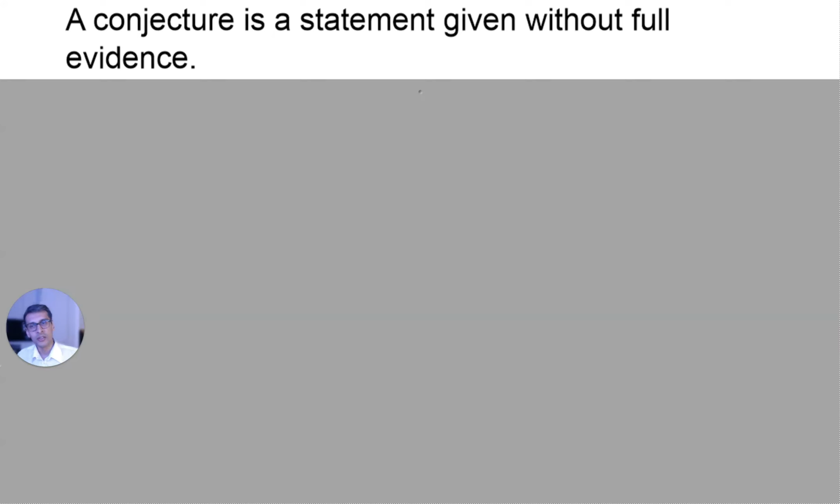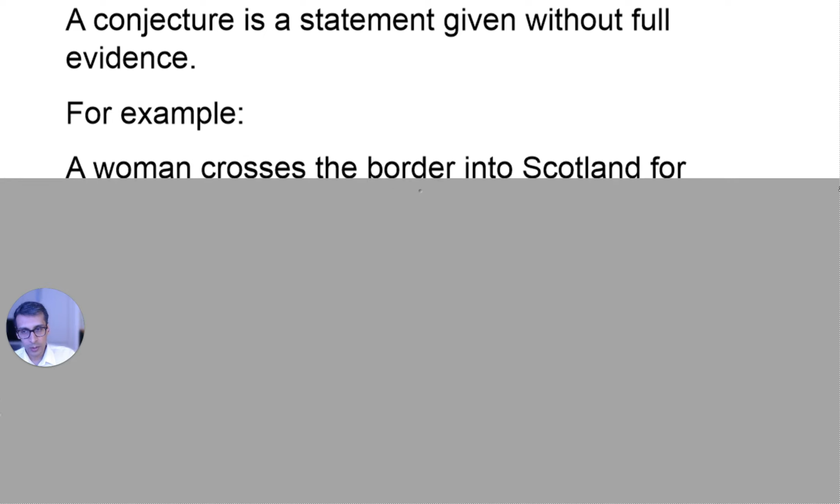So in maths, we have these things called conjectures, and it's basically a statement that's given without full evidence. So we need to prove whether conjectures are true or not. There's lots of ways to prove things, and we're going to do a basic look at a conjecture here. So here's an example of a conjecture.